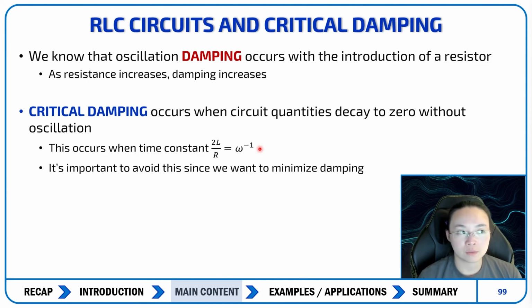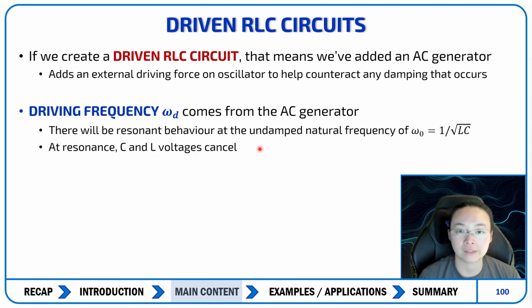So from all of this, we know that the goal is to prevent too much damping from occurring. So in the next slide, we're going to be talking about how we can counteract a damping effect. And that's by introducing a driven RLC circuit. If we create a driven RLC circuit, it means we've added an AC generator. It helps add an external driving force on the oscillator to help counteract any damping that occurs. So if you've ever heard of a driving frequency before, that comes from an AC generator. It creates a frequency omega D for a driving frequency. And there's going to be a resonance behavior at the undamped natural frequency of omega naught. So at resonance, the C and the L voltages will cancel, but this is a way to help reduce the effect of damping within an RLC circuit.